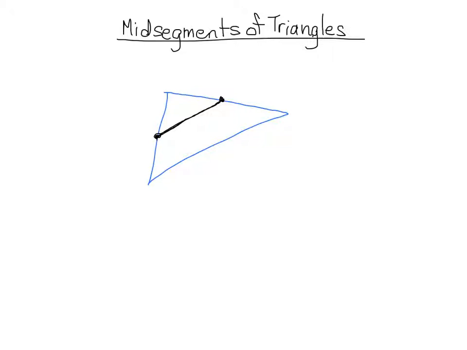Something else that's special about the midsegment is that it will be parallel to the third side of our triangle. Now, how many midsegments do you think there are in a triangle? Well, if you said 3, you are correct. If we have a triangle here, there is a midsegment parallel to the segment at the bottom, one parallel to the segment on the left, and one parallel to the segment on the right. So there are 3 midsegments in every single triangle.